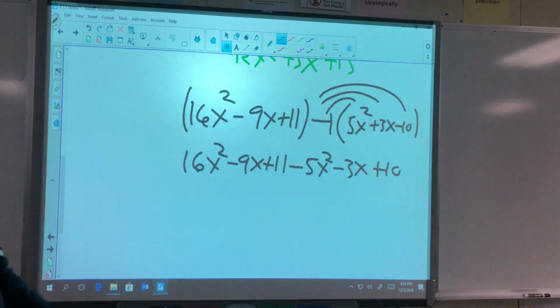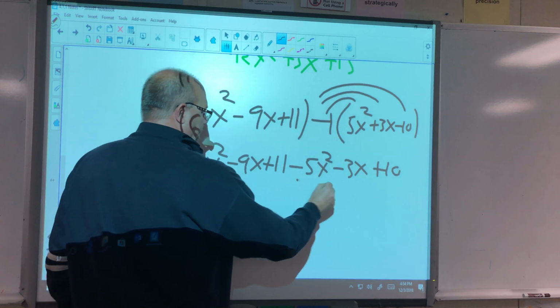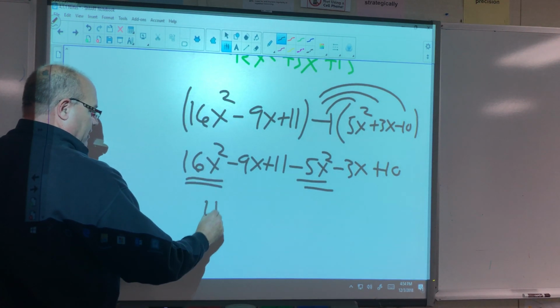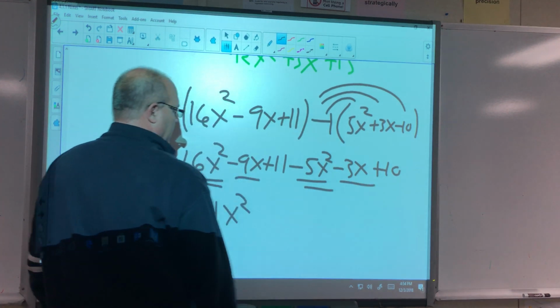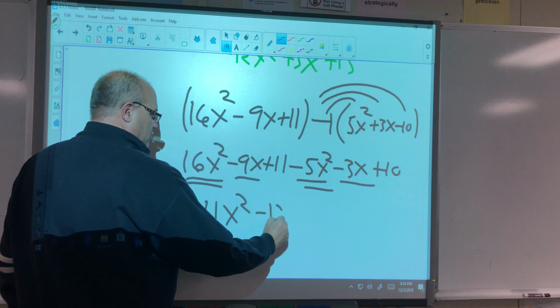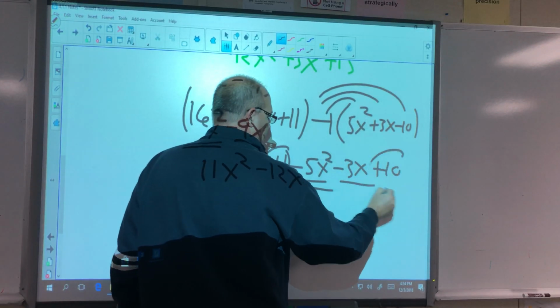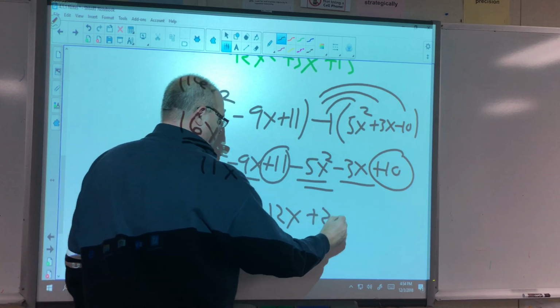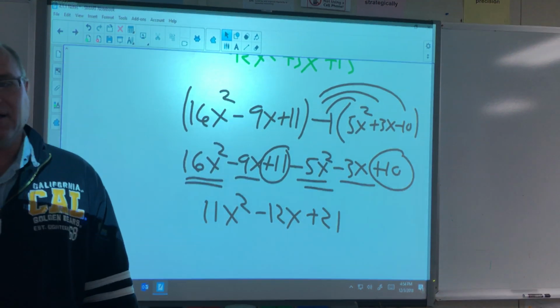All right, now it's like everything before. We combine like terms. So I'm going to put my x squareds together. I get 11x squared. My x to the first degree, negative 9x plus negative 3x is negative 12x. And then my numbers, 11 and 10, is plus 21. And there you go. That's all there is to adding and subtracting polynomials.